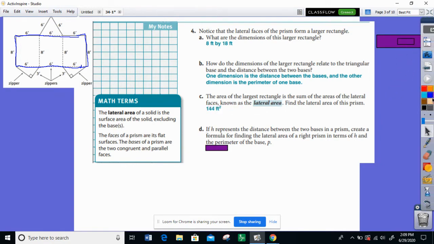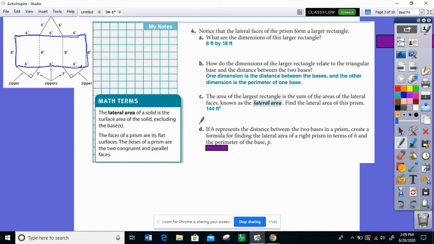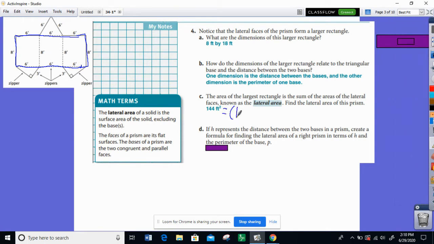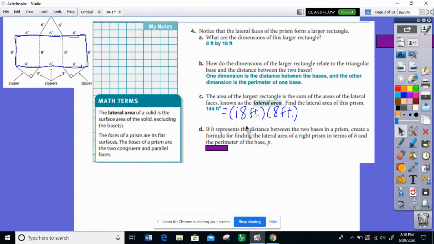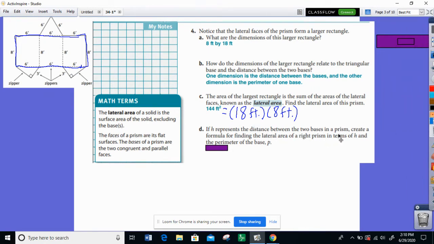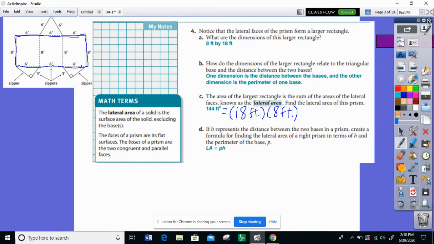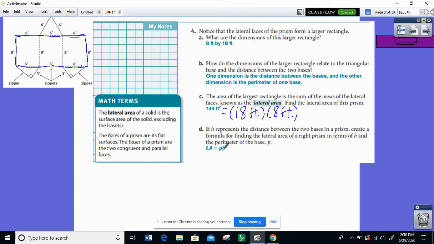Well, they got 144 square feet for that. And the way they got that was they multiplied 18 feet times 8 feet. So if h represents the distance between the two bases in a prism, create a formula for finding the lateral area of a right prism in terms of h and the perimeter of the base p. Well, that lateral area for a prism formula is p, the perimeter, times the height, because 18 feet is the perimeter of the base, times 8 feet, which is the height of the prism, the distance between the two bases right here.